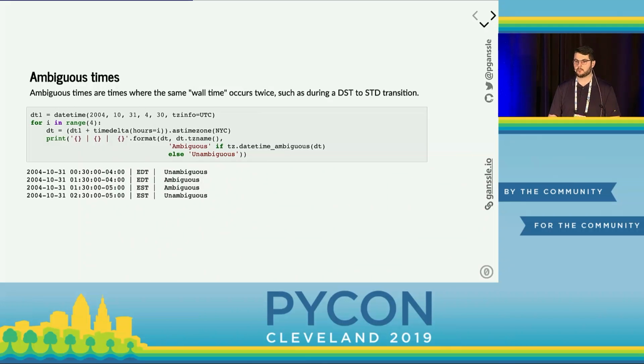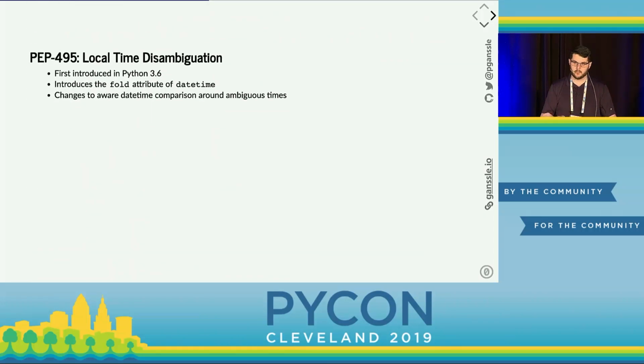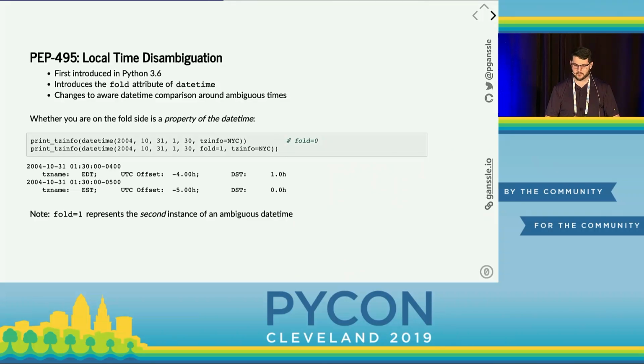Well, the answer prior to Python 3.6 is we don't. Throw your hands up. It's not possible. And you were just supposed to always return Eastern Standard Time. But in Python 3.6, PEP 495 fixed this by introducing the fold attribute of the datetime. And what this does is it adds a fold attribute, and that makes which side of that transition you're on a property of the datetime.